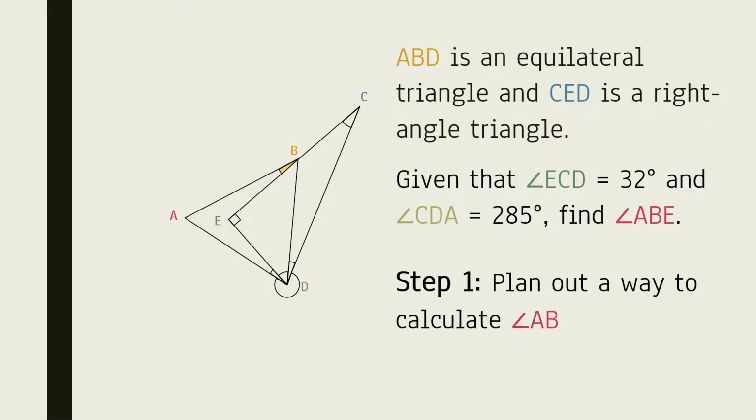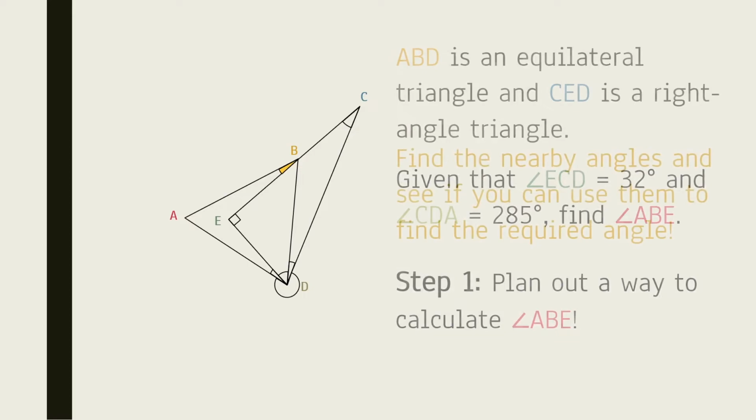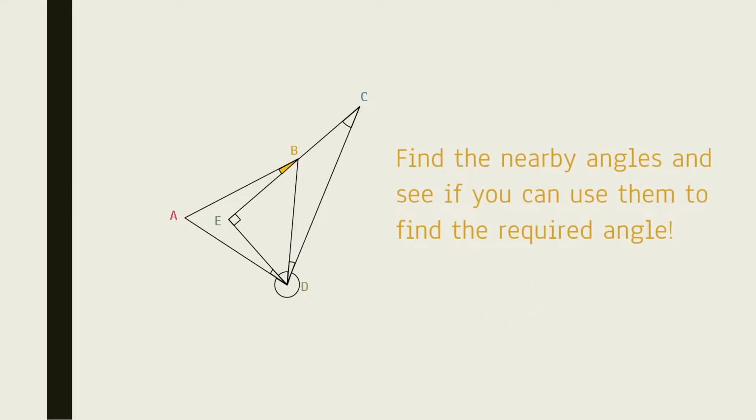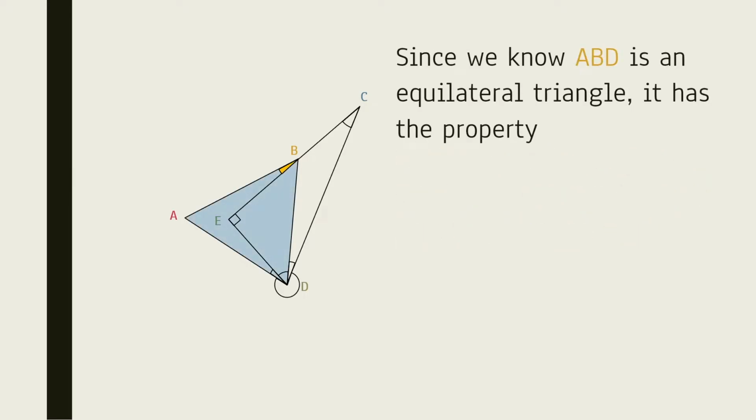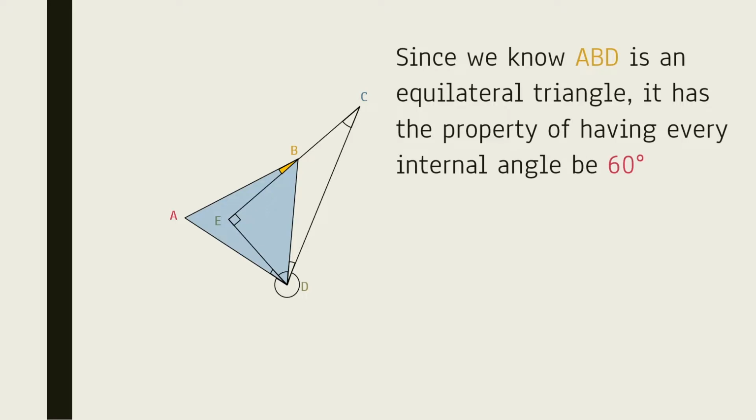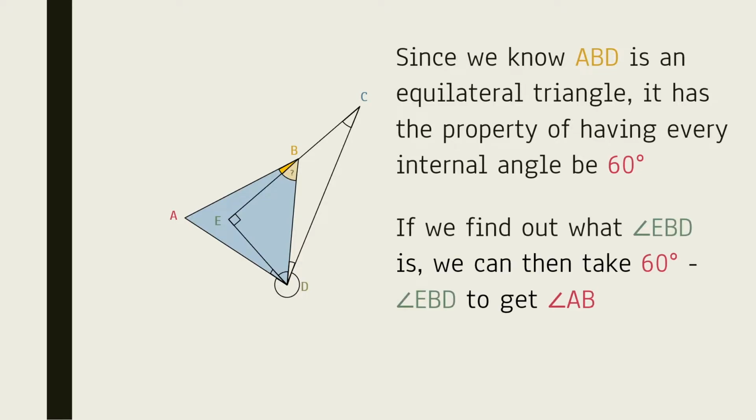First, it is a good idea to plan out a strategy of reaching the angle. Identify the nearby angles and see if any of them will help you to find the angle in question. Since we know ABD is an equilateral triangle, there is the property of all internal angles being 60 degrees. If we need to find out what angle EBD is, we can then take 60 degrees minus the value of angle EBD to get angle ABE. Thus, EBD is one of the angles that we need to find out.